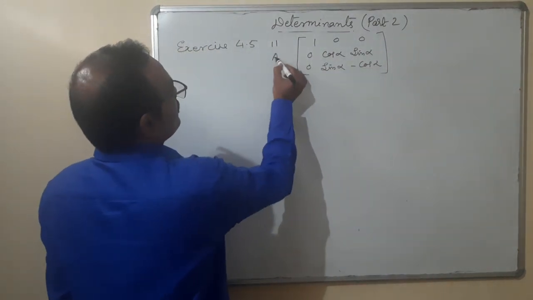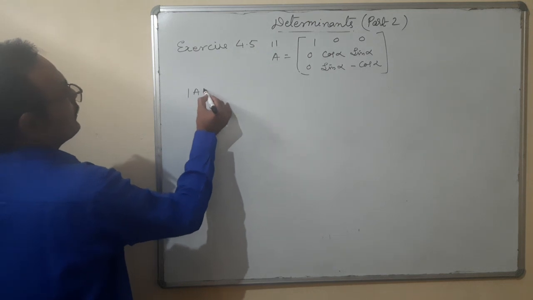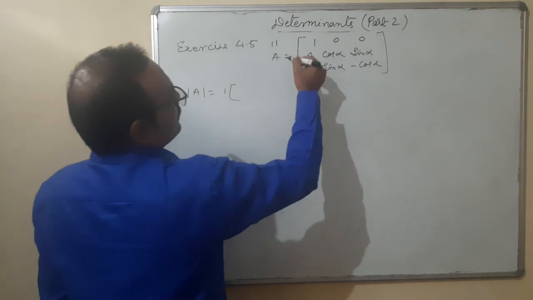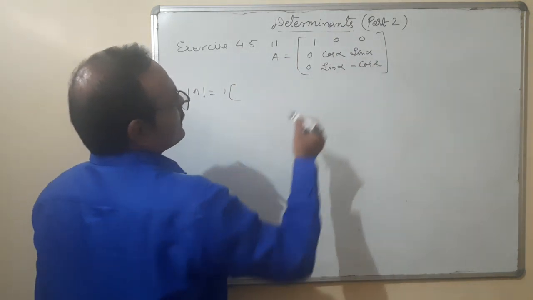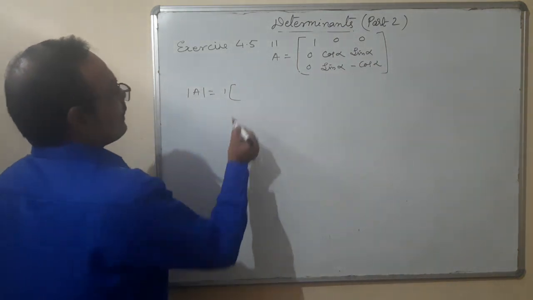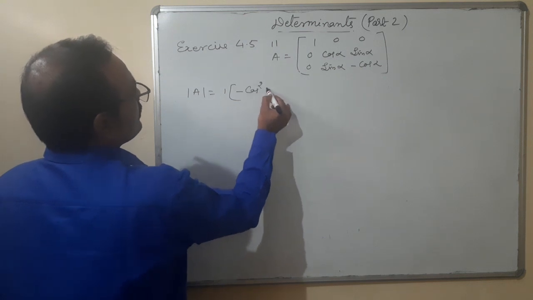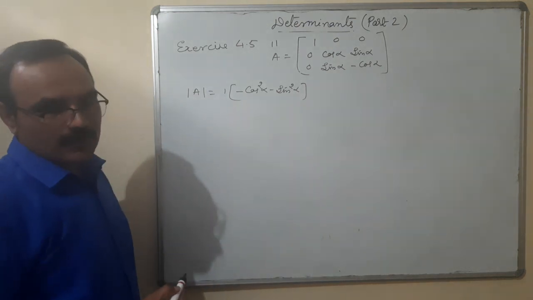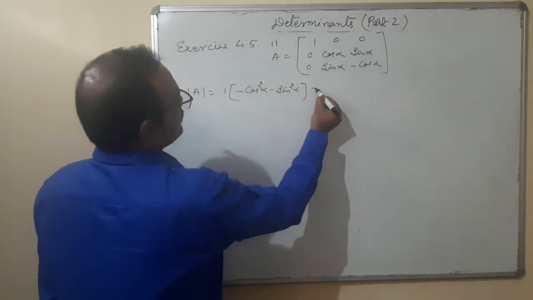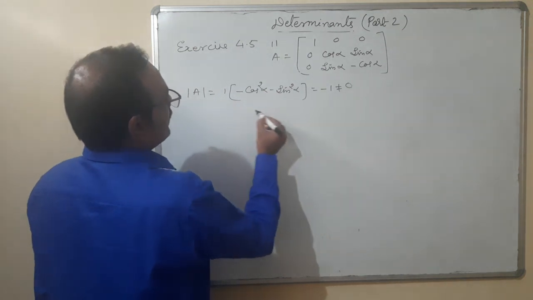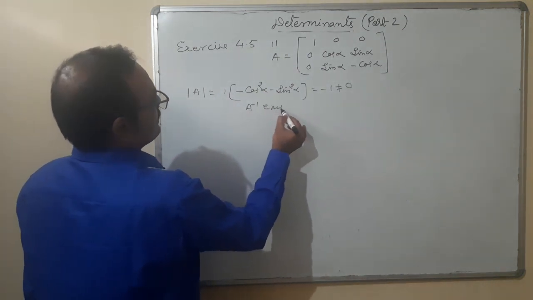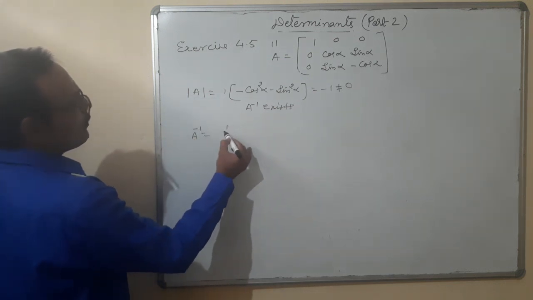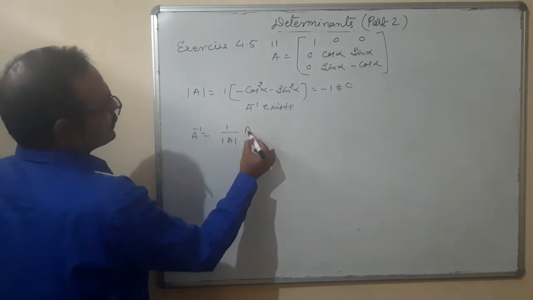So let A be equal to this. First of all, we'll find the determinant value of A and check whether the inverse exists or not. Taking 1, leaving this row and column: minus cos square alpha minus sin square alpha. Taking the minus sign common, cos square alpha plus sin square alpha is 1, so it is minus 1. It is not equal to 0, that means the inverse exists. If the inverse exists, A inverse is equal to 1 upon the determinant value of A into the adjoint of A.